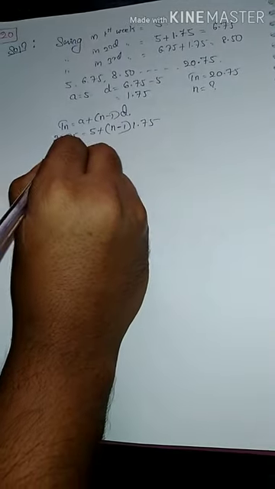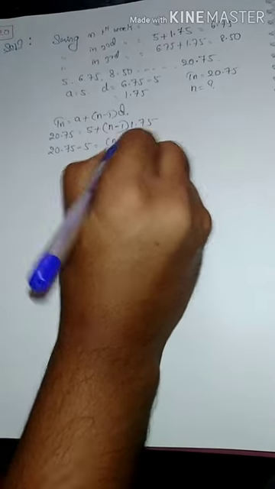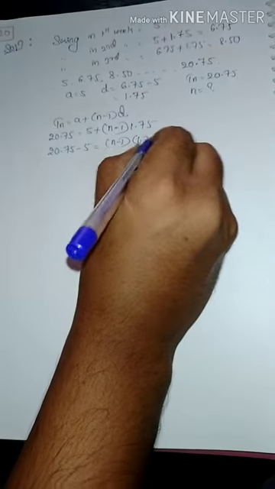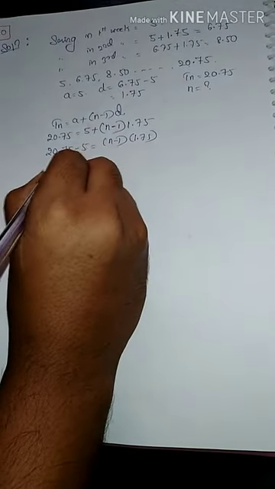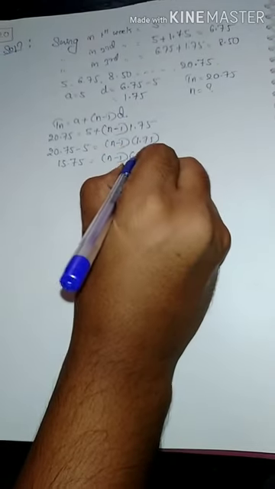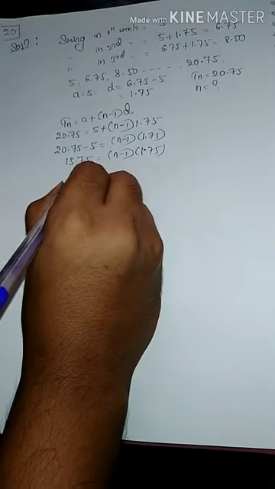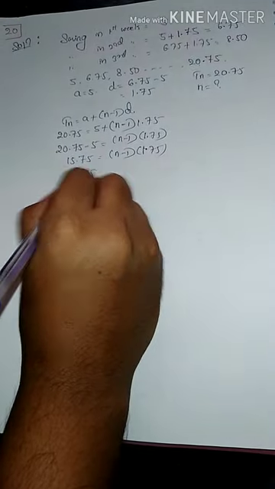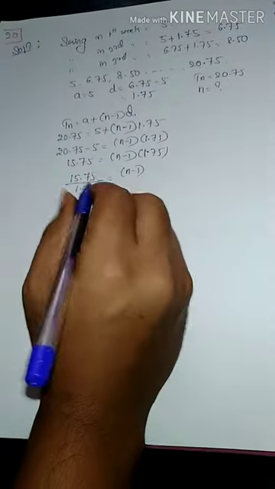So now 5 moves to the left hand side. 20.75 minus 5 is equal to n minus 1 into 1.75. 20.75 minus 5 is 15.75 is equal to n minus 1 into 1.75. Now 1.75 moves to the left hand side, becomes division. 15.75 divided by 1.75 is equal to n minus 1.